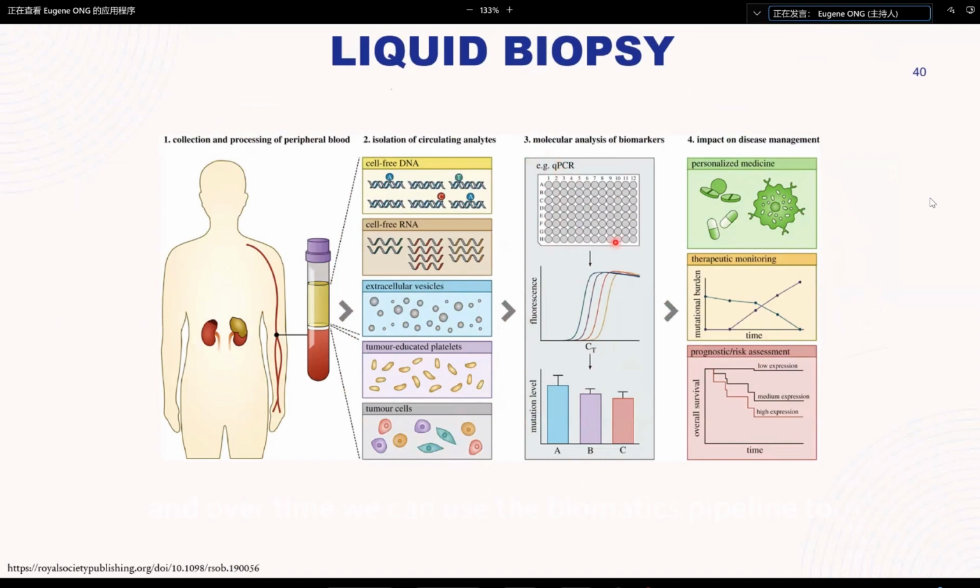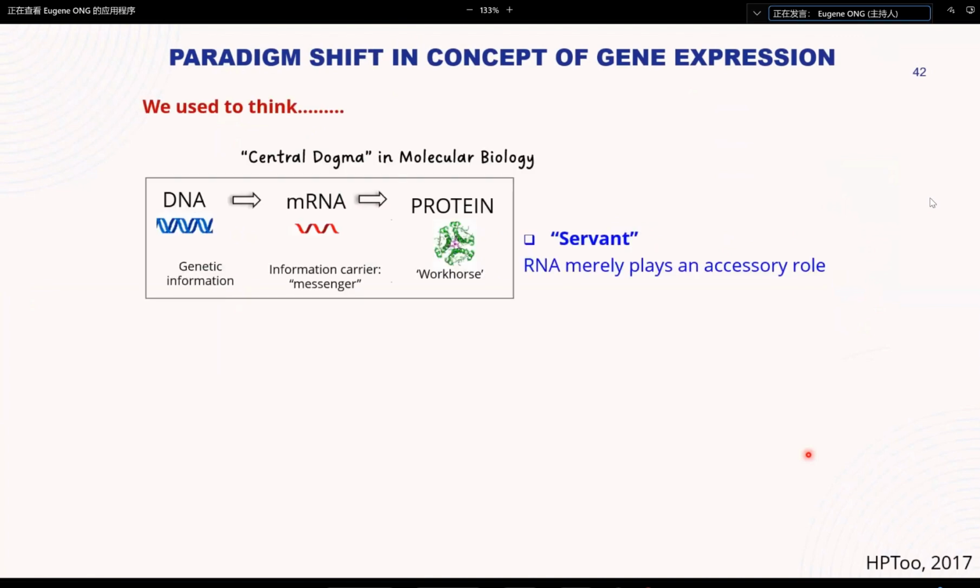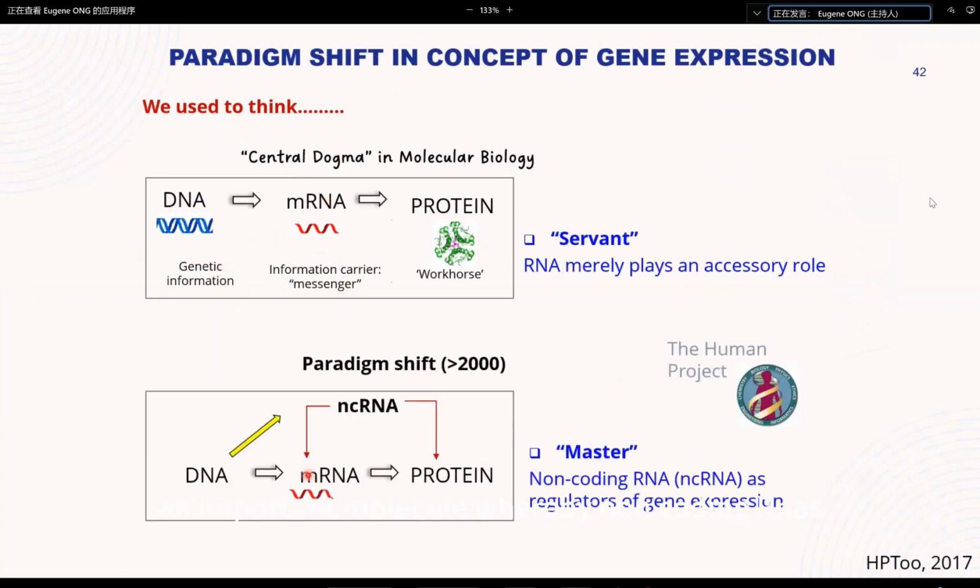And over time, we can use the bioinformatics pipeline to have a bigger profile of not only those standard diseases that are covered today. Okay, so this is a paradigm shift because it means that we are no longer just looking at RNA as the important molecule for messaging, the intermediate messenger between DNA and protein, but we look at them as an important molecule whereby non-coding RNAs act as regulators of gene expression.